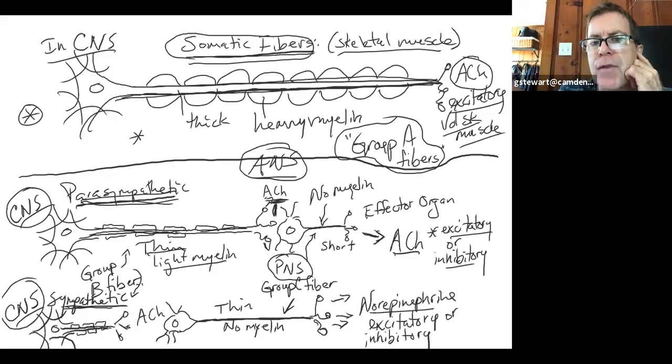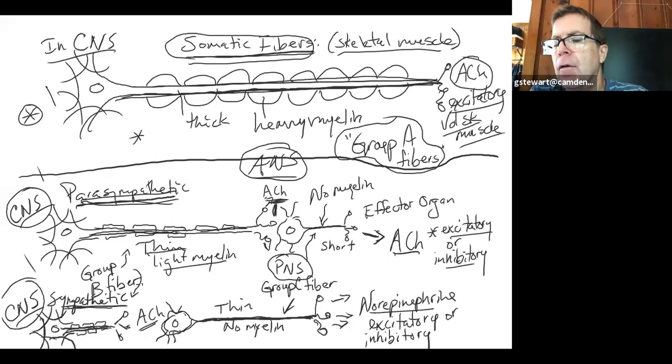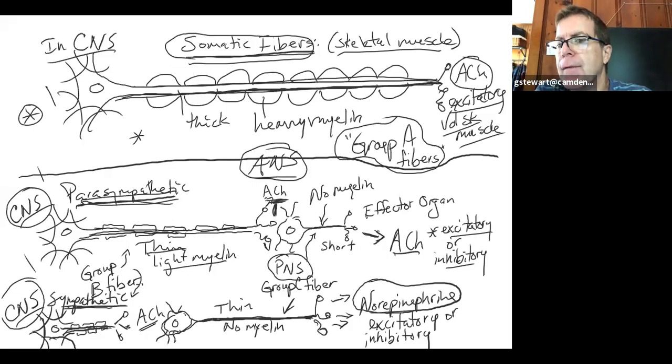Sympathetic fibers also originate in the central nervous system. So all three, those are similarities. These are very short, thin, lightly myelinated group B fibers that release acetylcholine onto their postganglionic fiber, which is thin, long, unmyelinated group C fiber, which secretes or releases norepinephrine as its neurotransmitter onto its effector, and it's either excitatory or inhibitory based on the receptors at the effector organ.